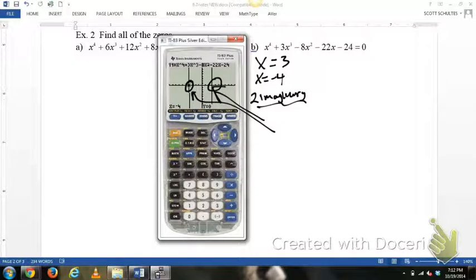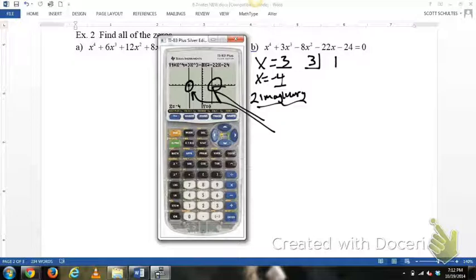So what we're going to do now is go to step 3. We're going to synthetic divide out these zeros and see if we can factor the rest of that remaining polynomial. So check this out. Synthetic divide with the 3. It doesn't matter which one you pick first. I'm going to synthetic divide with the 3, and I'm going to do all of the coefficients.